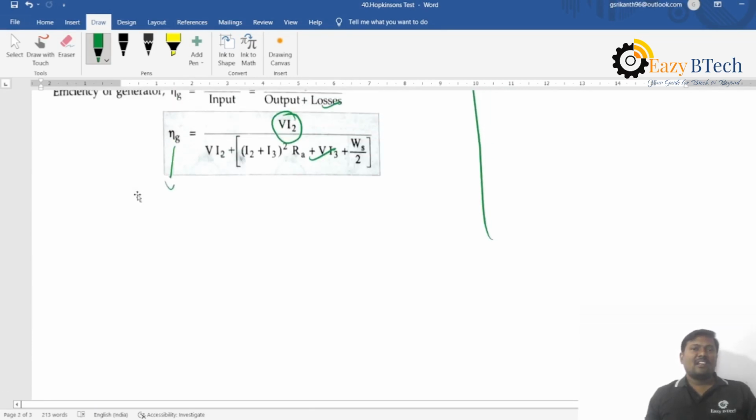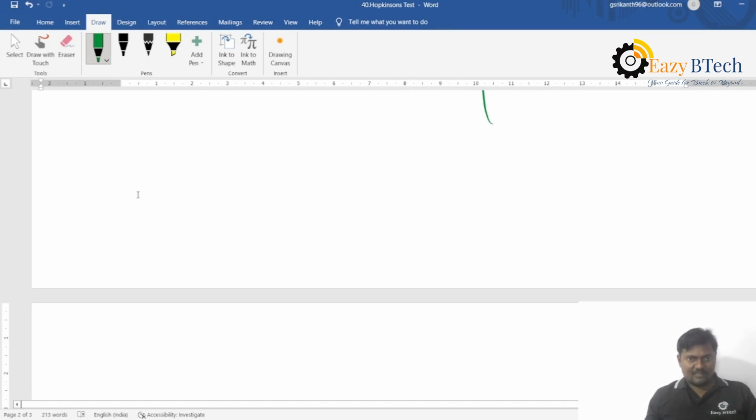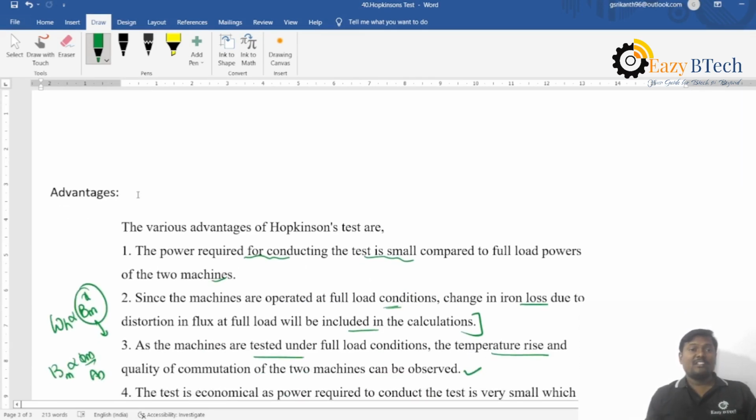And anyway, this is the most important test, and it is a most repeated question, Hopkinson's test. I think in your laboratories also you are doing this test. Why are we going for this testing? We already discussed it so many times. We need to find out the losses, the efficiency of the generator and the efficiency of the motor. If the efficiency of the generator or the motor is good, then the performance is good.